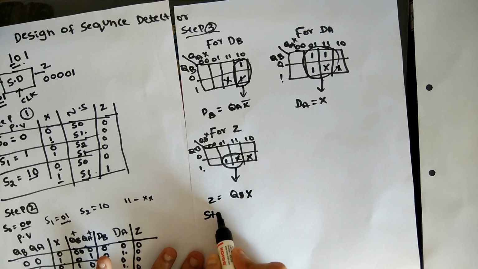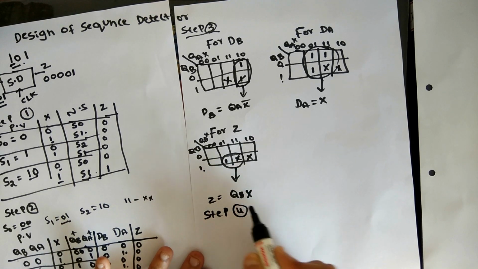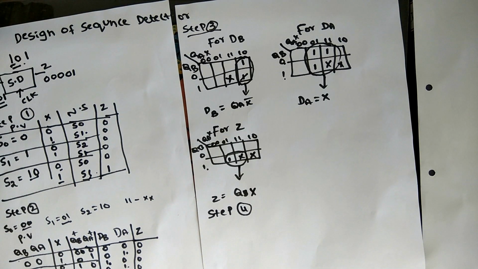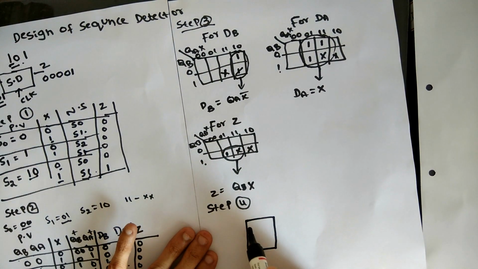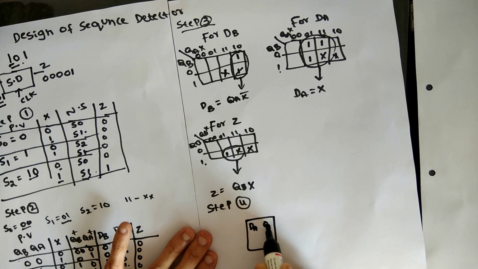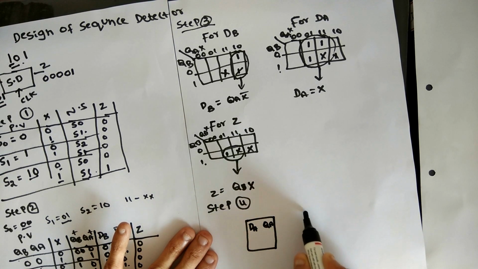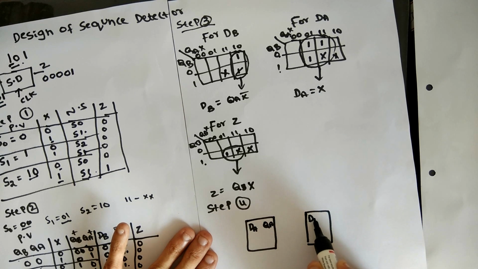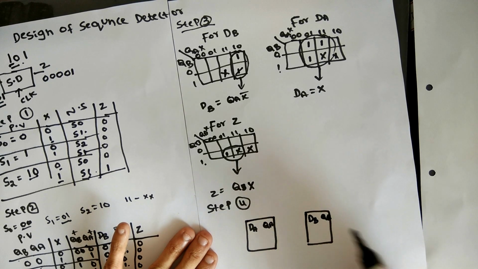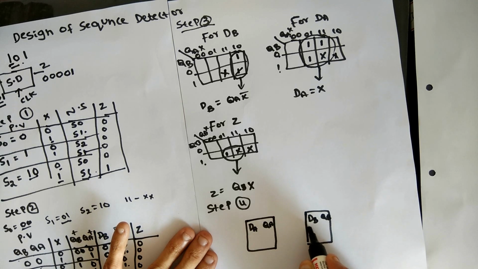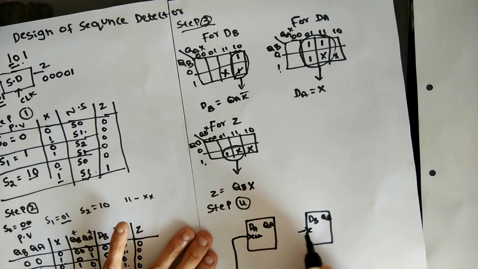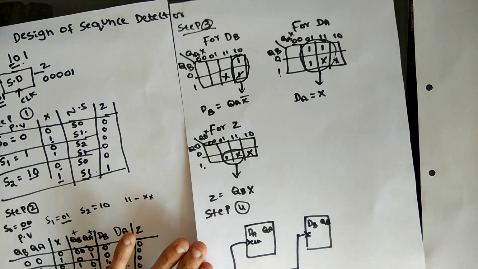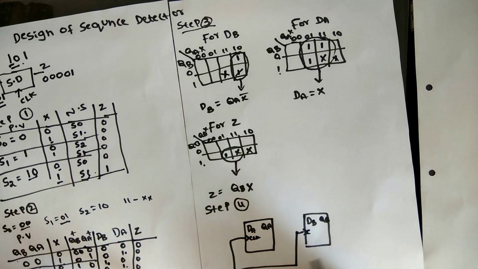Now in step 4, your work is to draw the diagram according to the equations we got. For these equations we have 2 flip-flops, so draw the first 2 flip-flops. The first one is DA, and we have QA. Similarly, we have another flip-flop, DB, and we have QB. The clock we take as synchronous, so the clock is common here. This is the universal diagram of DA, DB and clock.